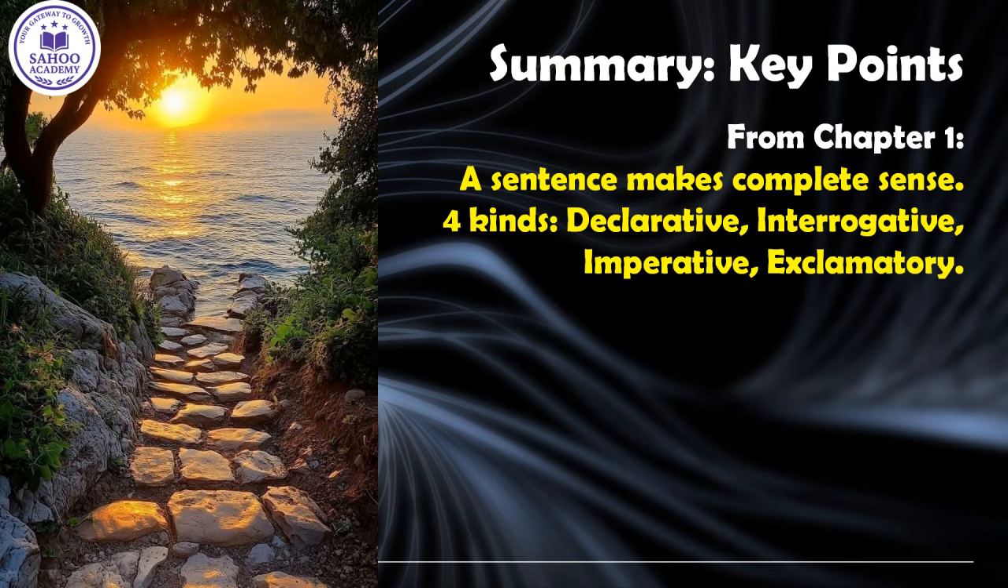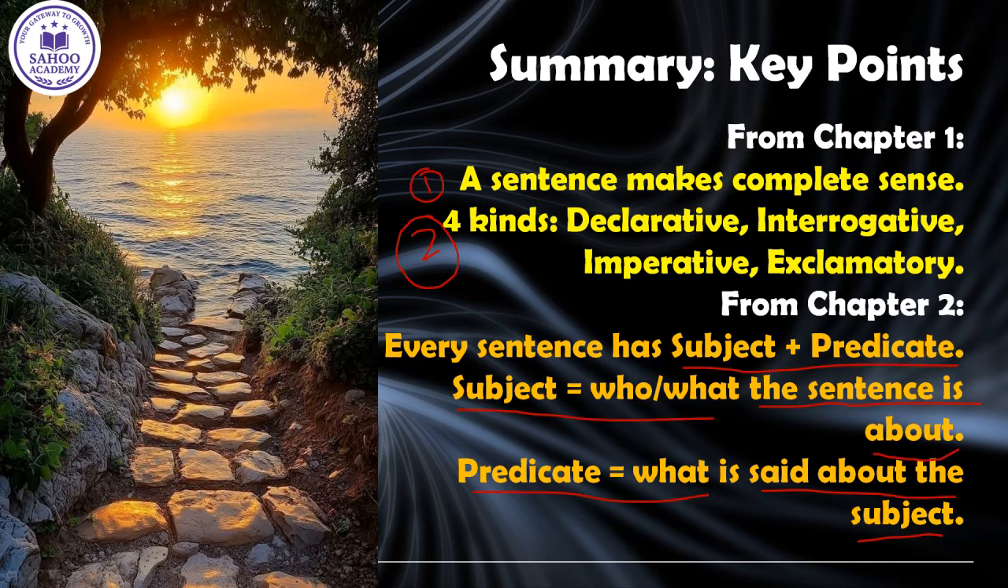From chapter 2, we explored the structure of every sentence. Every sentence has two essential parts, a subject and a predicate. The subject tells us who or what the sentence is about, and the predicate tells us what is said about the subject. Together, these two chapters give us the why, what, and how of sentences. Okay? And this is the very foundation of clear communication in English. Now, this is the end of this episode.